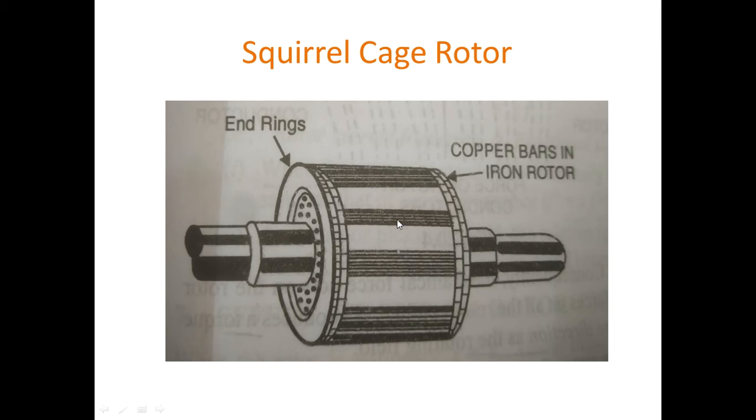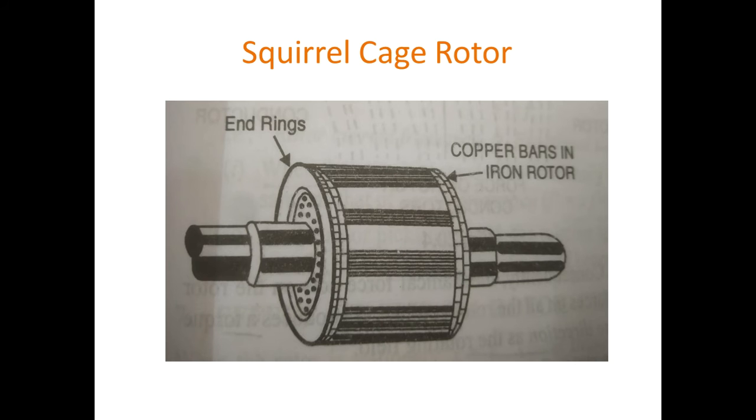One copper or aluminum bar is placed in each slot. All these bars are joined at each end by means of metal rings, which are called end rings. So this forms a permanently short-circuited winding. The entire construction resembles a squirrel cage. Hence, this type of rotor is called a squirrel cage type rotor.